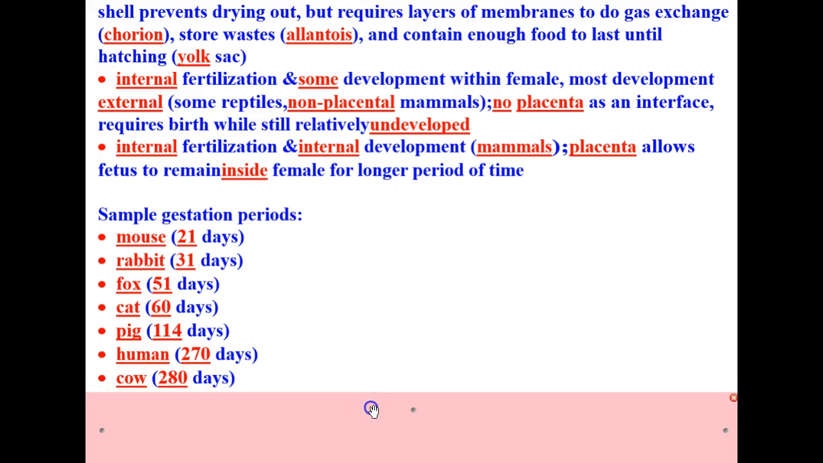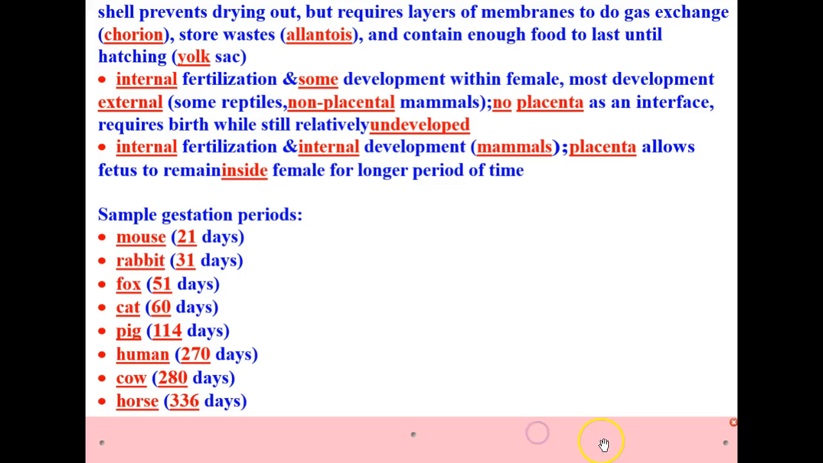A cow is just a little longer than that. It takes 280 days. A horse takes 336 days. So nearly a year, not quite. About a month short, so about 11 months. An elephant takes an astounding 600 days for its gestation period.